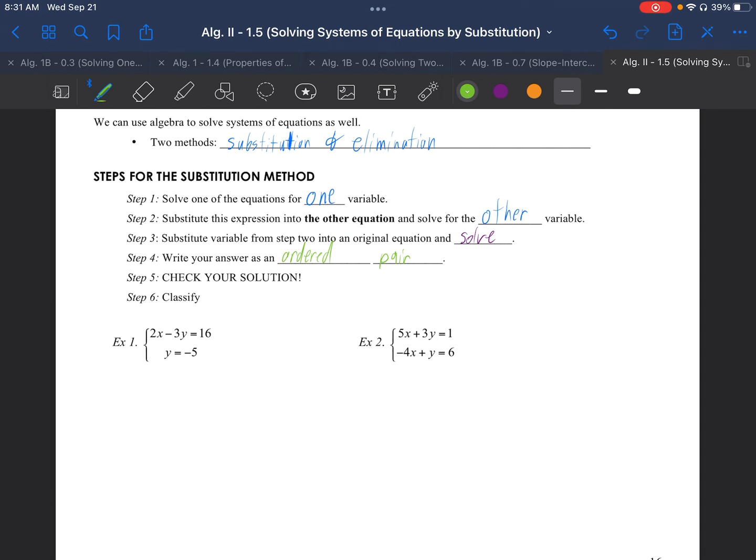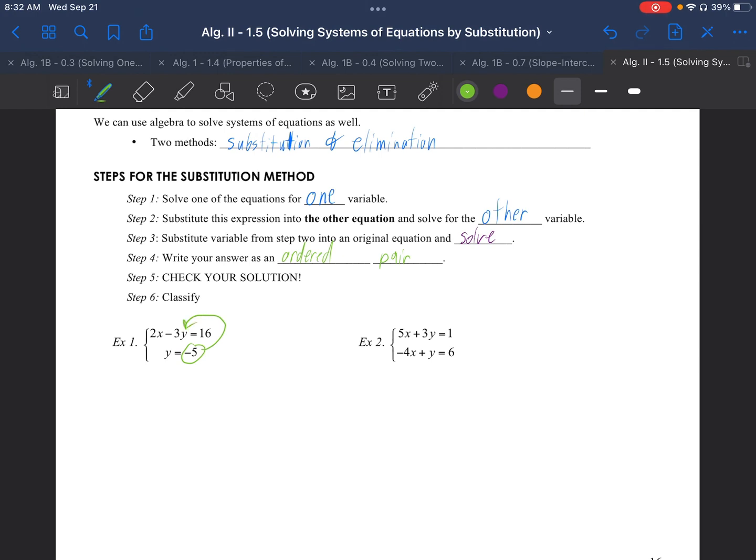So example 1: 2x minus 3y equals 16, and y equals negative 5. So step 1, solve one of the equations for one variable. We actually already have this done because this bottom equation already has y by itself. So now we can go on to step 2. Substitute this into the other equation.